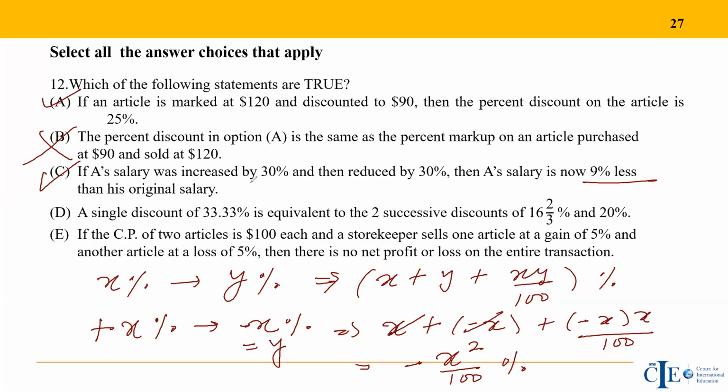Now, in this case, you see the x value is actually 30. So I can directly say plus 30 minus 30. So 30 square, that is 900. 900 on 100, which would be 9. So hence there has to be a reduction of 9%. Okay. So in this case, you can solve it by this one.